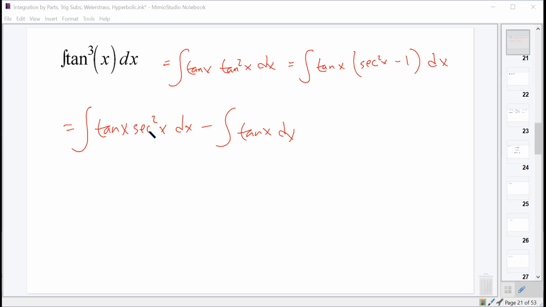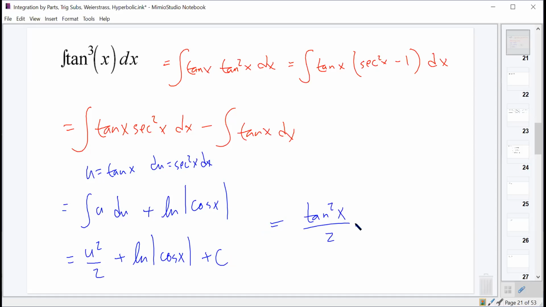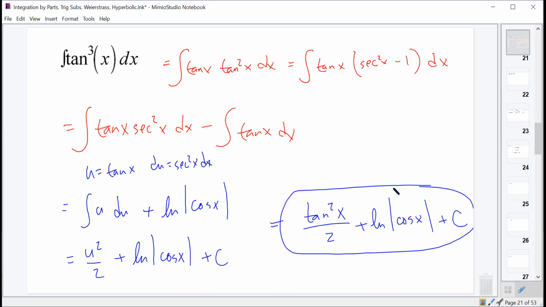Yeah, and so how can I integrate tangent x secant squared x? I can let u equal tangent, and du will be secant squared, and that will give us an integral of u du, and then this one will become minus negative natural log absolute value cosine, so plus natural log absolute value cosine x. The integral of u ought to be u squared over 2 plus the natural log of the absolute value of the cosine x, and we got some constant attached to this, and we should then just end up with tangent squared x over 2 plus natural log absolute value cosine x plus your constant. Good or no?